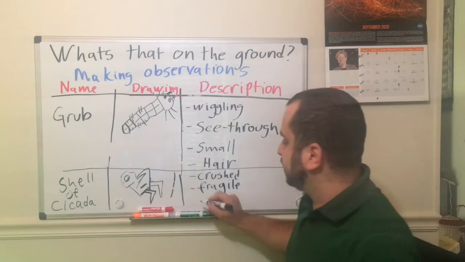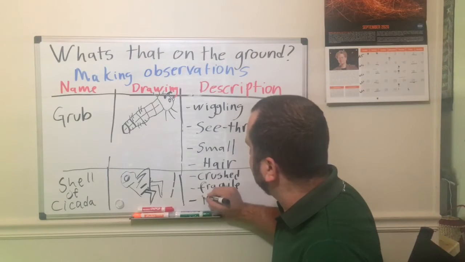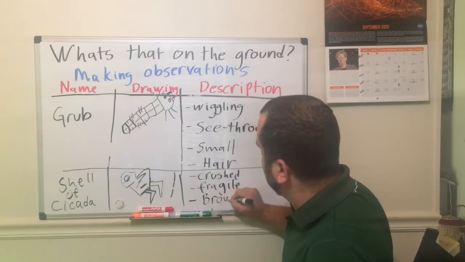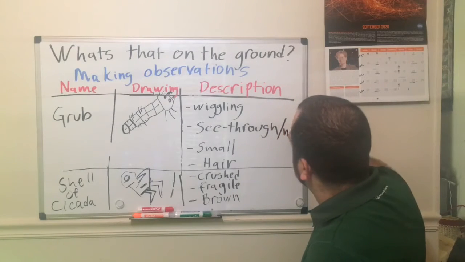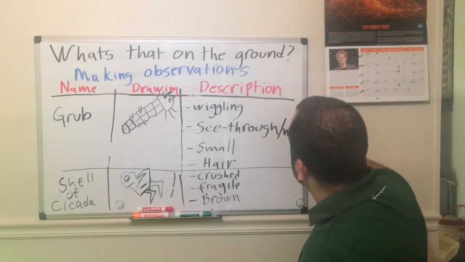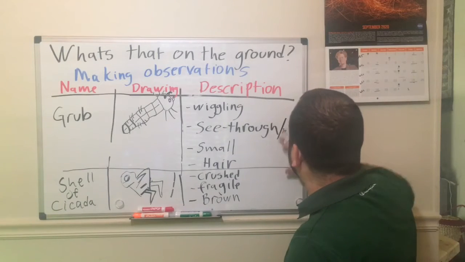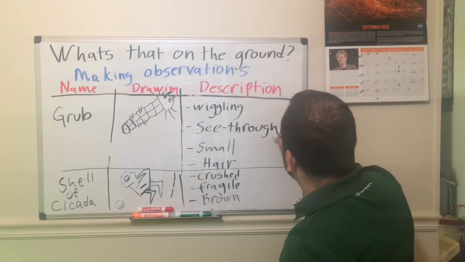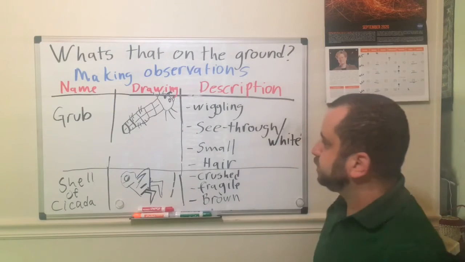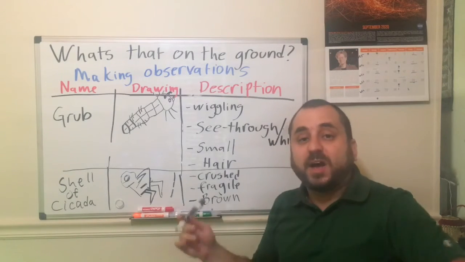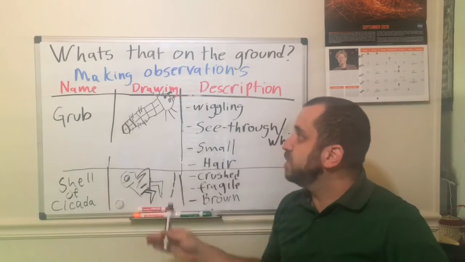And what color was it? It was sort of a dark brown, right? And that reminds me, this one was sort of see-through and sort of white in the really kind of grossest way possible. See-through / white. Okay, so now I have recorded some of my observations.